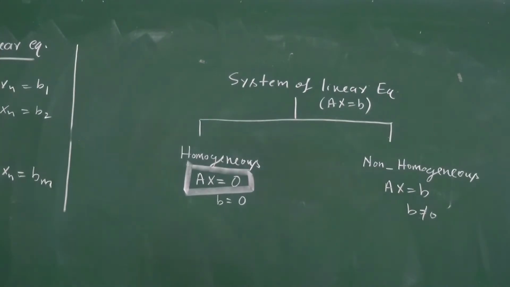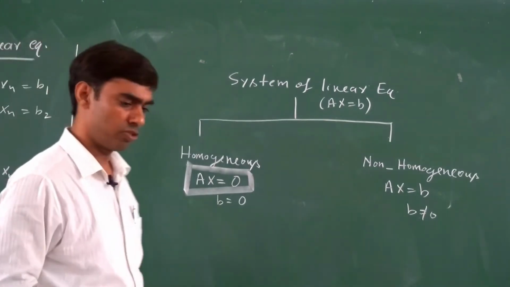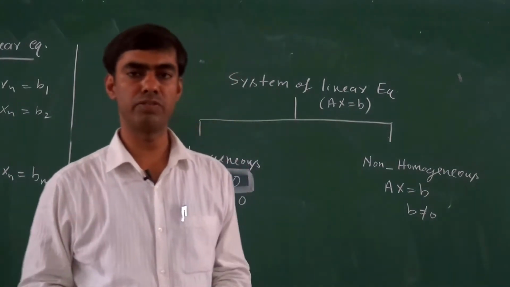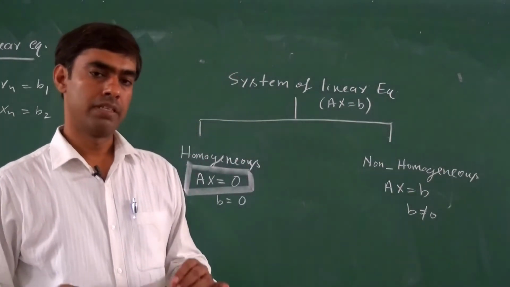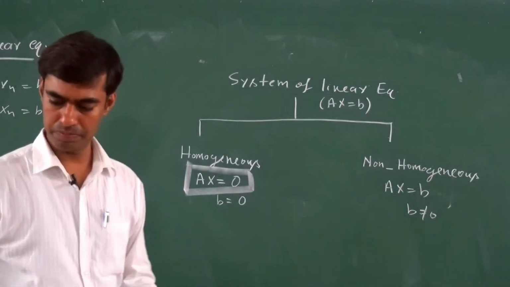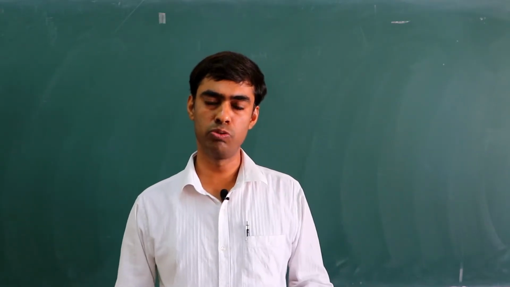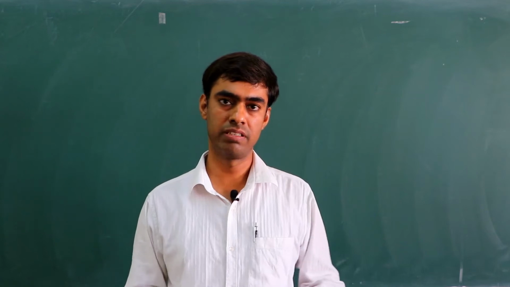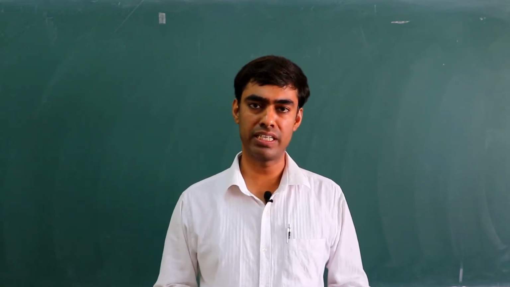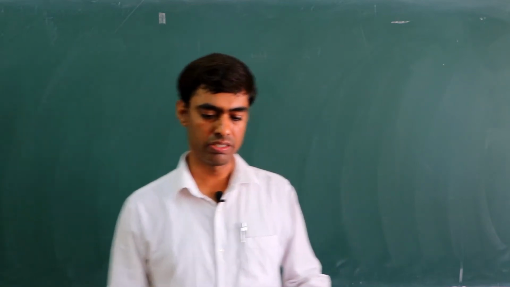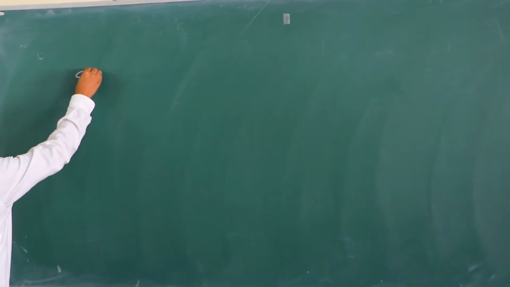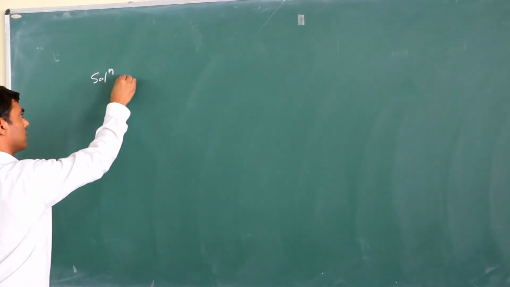Now, there are different methods to find the solution of a system of linear equations by the numerical method. There are two types of methods. The first one is a direct method and the second one is an iterative method.